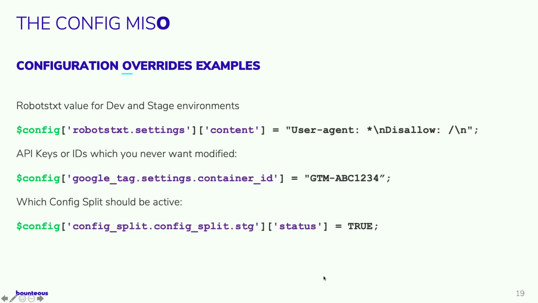Here I give an example of like your Google Tag Manager container ID. There is a config form for it, but it would be a very rare case where that would need to be changed in configuration. And then also like which configuration split should be active for a given environment. So in this example, if we're looking at the staging site, we would want to have the status for configuration split for staging set to true.